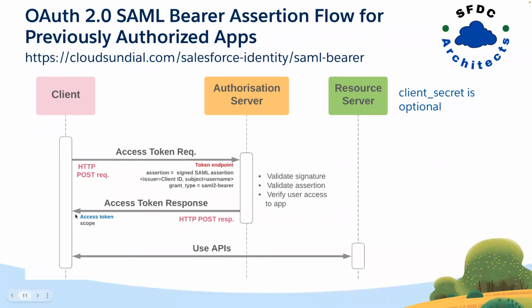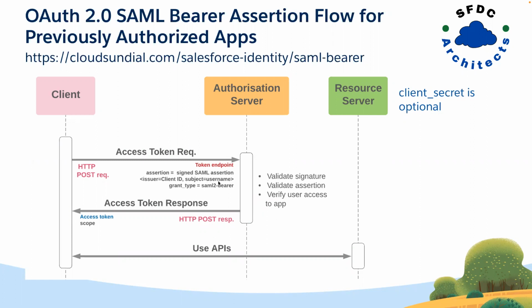And if it's verified, we return the access token with the scopes. The client secret is optional on this one. I was surprised when I was looking at it. When you create your connected app, you give it to your application, but if they don't return it, Salesforce is perfectly fine with that.